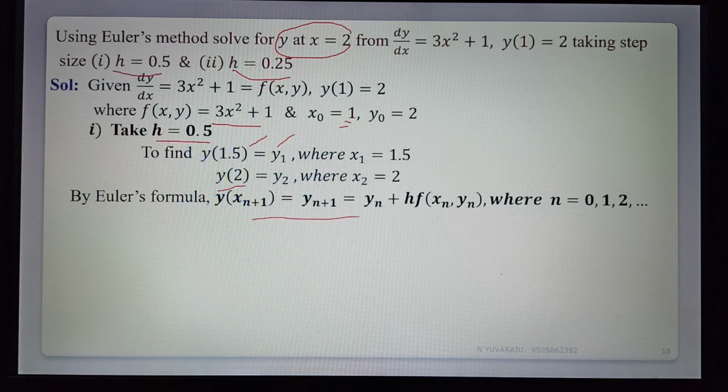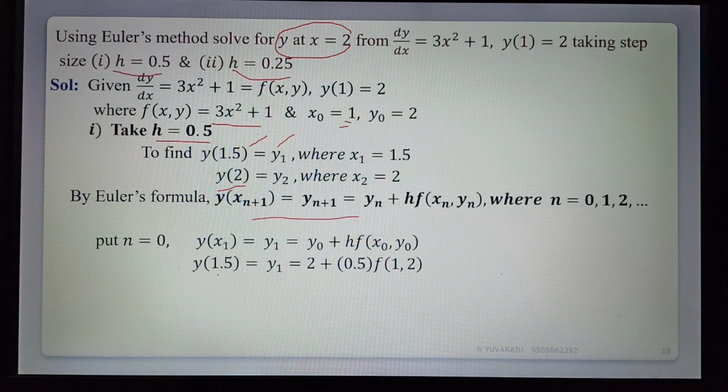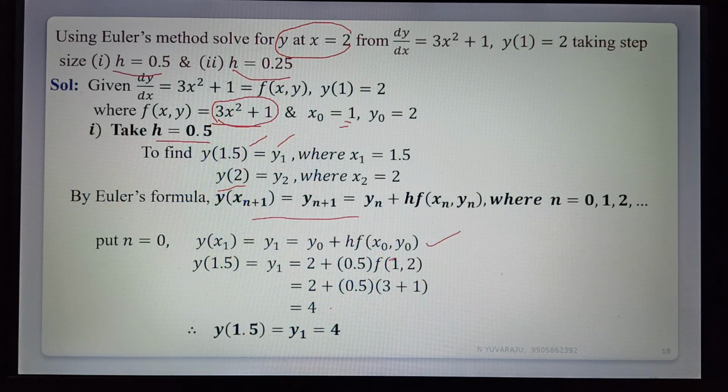This is the Euler's method, substituting the same values, n is equal to 0 first. y of x1 is equal to y1 is equal to y0 plus h into f of x0 comma y0. So y of 1.5 is equal to y1 is equal to 2 plus 0.5 into f of 1 comma 2. The function f of x comma y is 3x square plus 1, so we substitute only x, and y does not appear. So that is 3 into 1 square plus 1, that is 3 plus 1. So the first value y of 1.5 is equal to y1 is equal to 4.